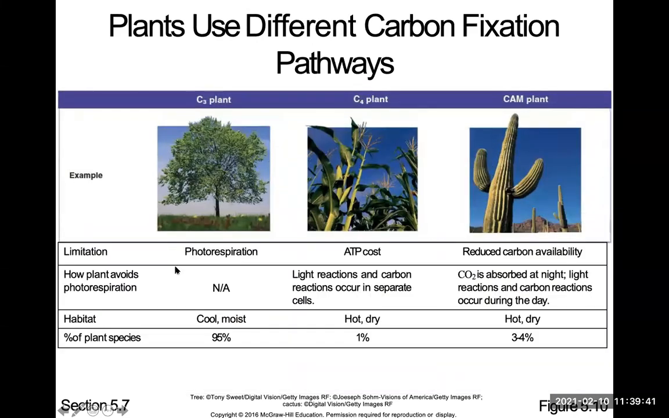So limitations. This photosynthesis part is called photorespiration. This is an ATP cost because it's a longer pathway. It's going to take a little bit more energy to make that glucose. And here, reduced carbon availability: it can only use as much carbon as is being stored. It can't really open the stomata to get more carbon during the day if it runs out. Then it just has to wait until the night and store more carbon. So it has reduced carbon availability.